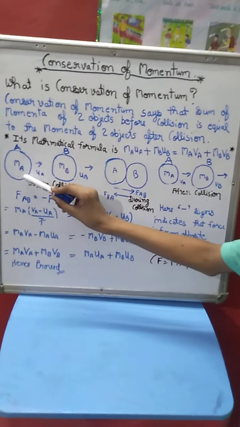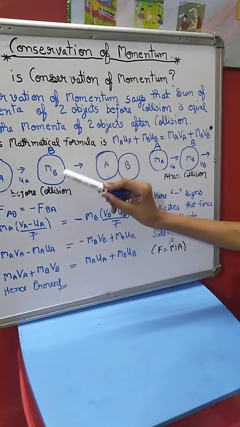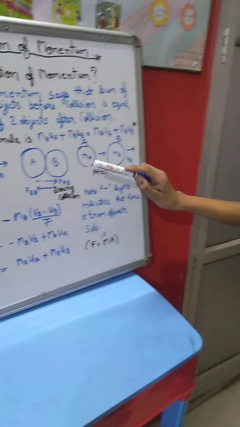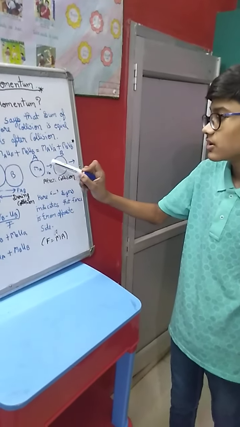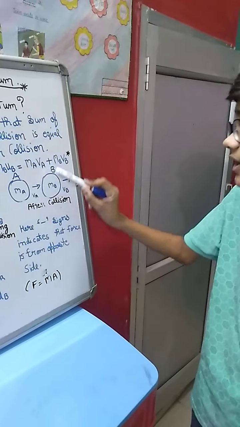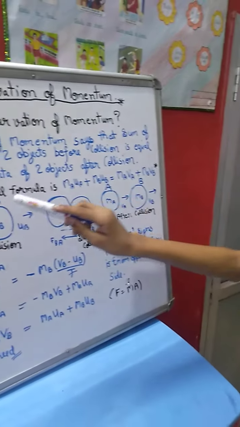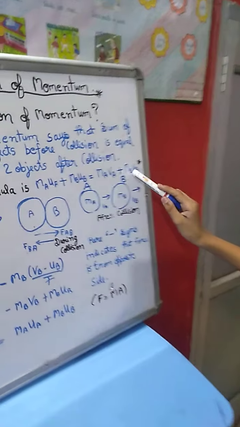One body is having mass A and its initial velocity is UA, and one body is having mass B and its initial velocity is UB. After collision, both bodies' mass doesn't change, but their final velocities change. Now, first body's final velocity is VA and second body's final velocity is VB. Now, its mathematical formula is MAUA plus MBUB is equal to MAVA plus MBVB.